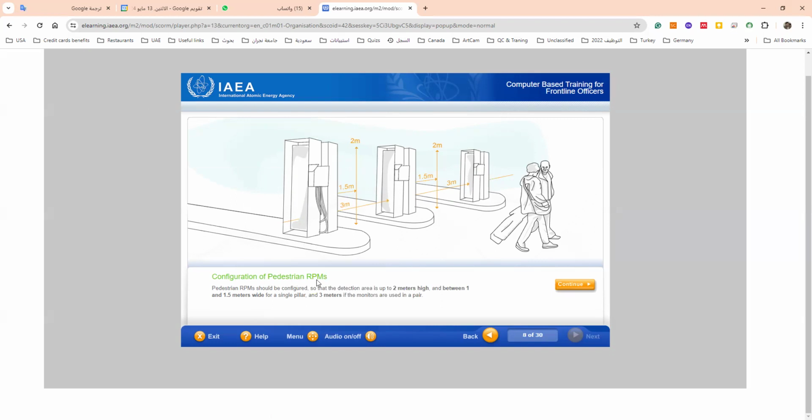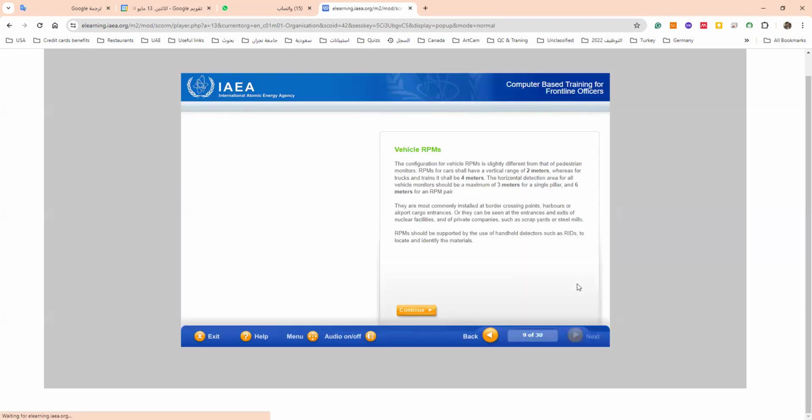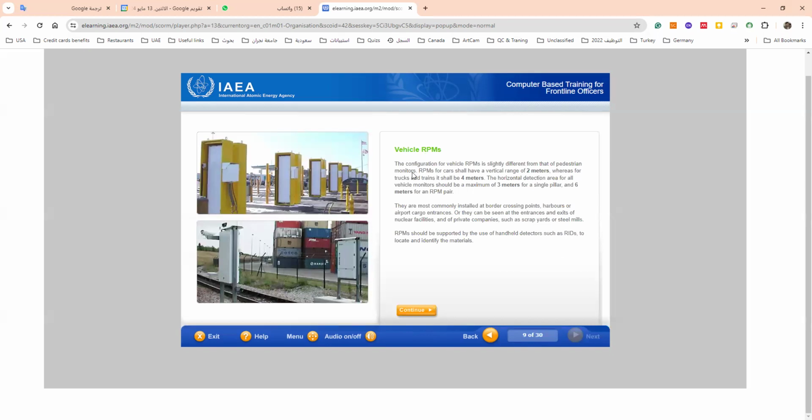Configuration of pedestrian RPMs: they should be configured so that the detection area is up to 2 meters high and between 1 and 1.5 meters wide for a single pillar, and 3 meters if the monitors are used in a pair. Vehicle RPM: the configuration of a vehicle RPM is slightly different from that of a pedestrian monitor. Its vertical range should be 2 meters, where the area for a truck and train should be 4 meters. The horizontal detection area for a vehicle monitor should be a maximum of 3 meters for a single pillar and 6 meters for an RPM pair.